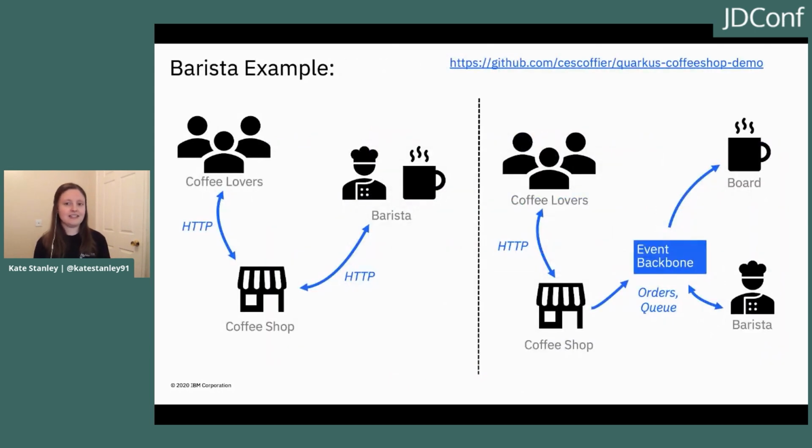So if we add this into our coffee shop demo, we can now see that we have a barista who is looking at the event backbone for all of the orders. What this means is the barista is free to pick up the orders as and when it's ready to deal with them. Then once the orders have been completed, they're added onto a queue that can be forwarded across to the board so the coffee lovers know that their coffee is ready. Moving to this sort of system allows us to have this decoupling between the coffee shop and the barista. The barista can go have a break, come back and process anything that's arrived while they've been away.